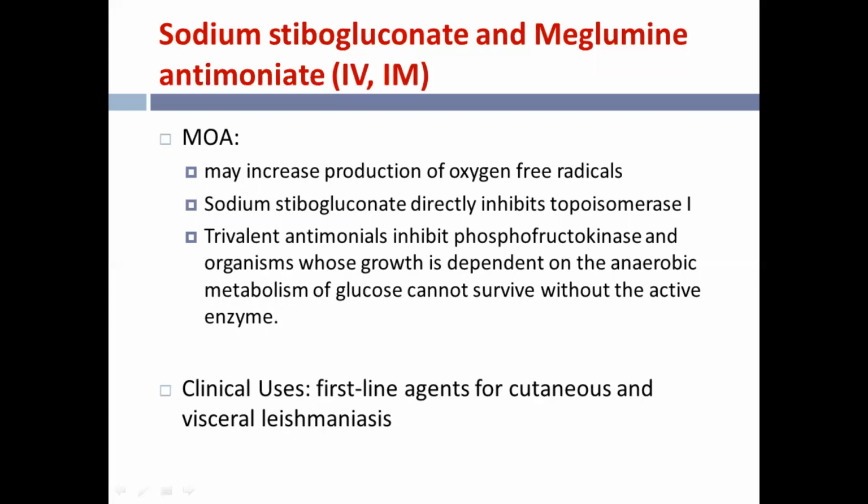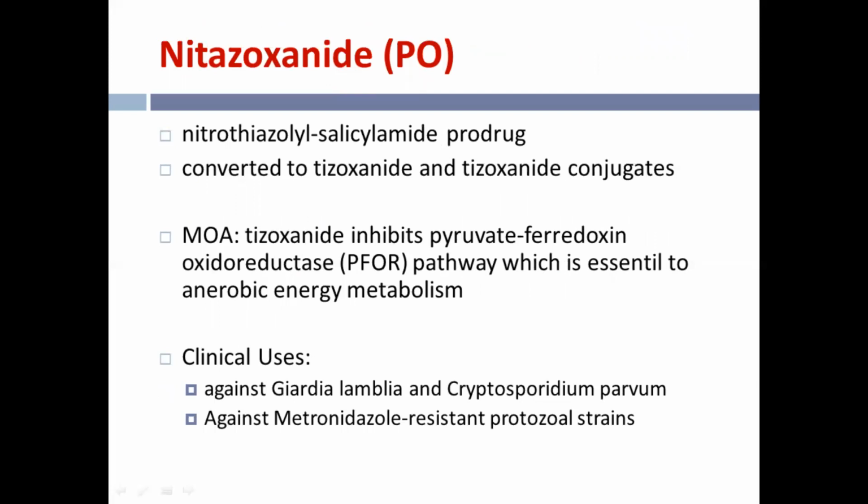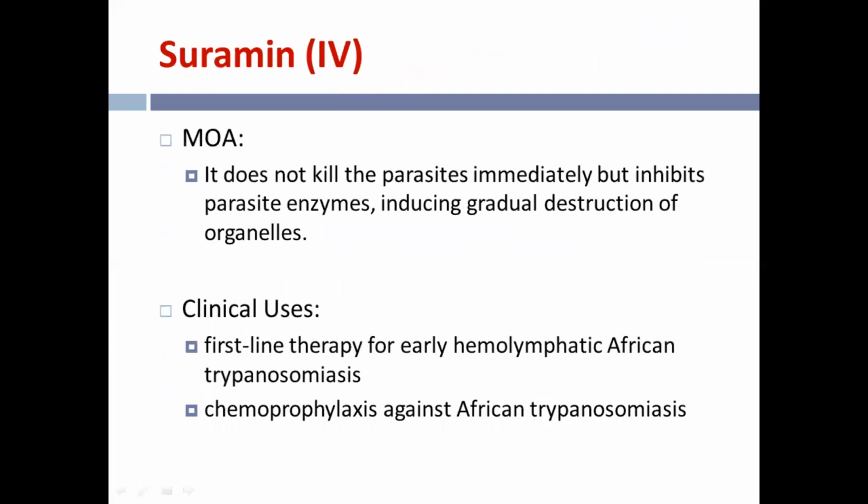It is the first line treatment for cutaneous and visceral leishmaniasis. Actually, yung leishmaniasis sa abroad yun, wala dito yan sa Philippines. Nitazoxanide, it inhibits the pyruvate ferredoxin oxidoreductase, essential for anaerobic energy metabolism. Suramin, so it is for African trypanosomiasis and a chemoprophylaxis against African trypanosomiasis.